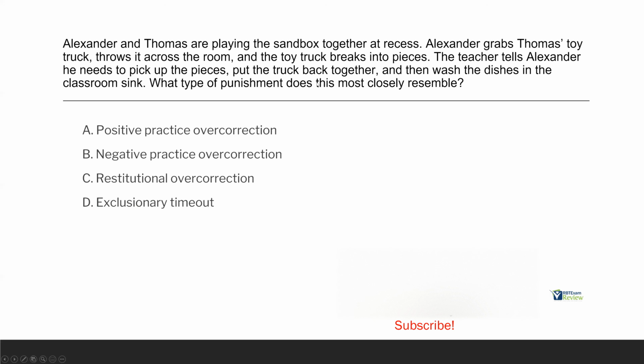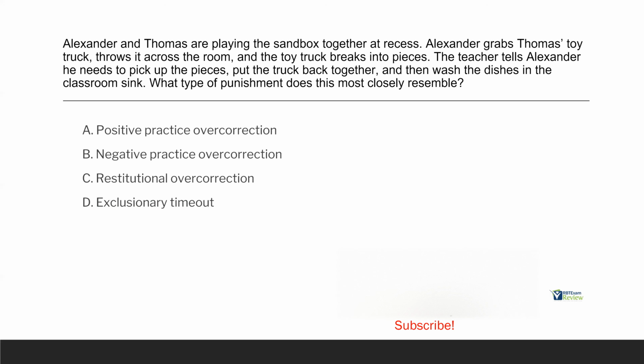Alexander grabs Thomas's toy, breaks it. The teacher says, okay, pick up the pieces, put the truck back together. Fix what you broke, and then wash the dishes. So in addition to fixing what you broke, I also want you to wash the dishes. What does that most closely resemble?